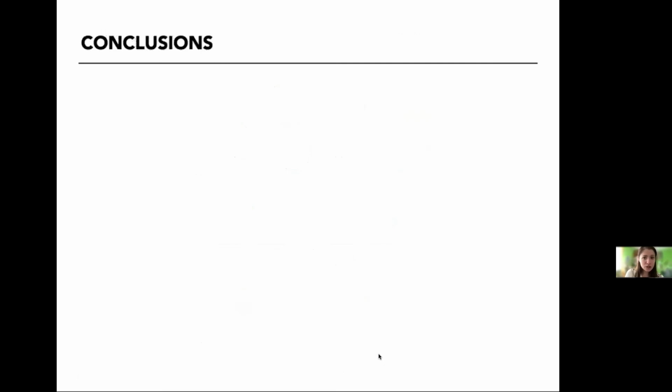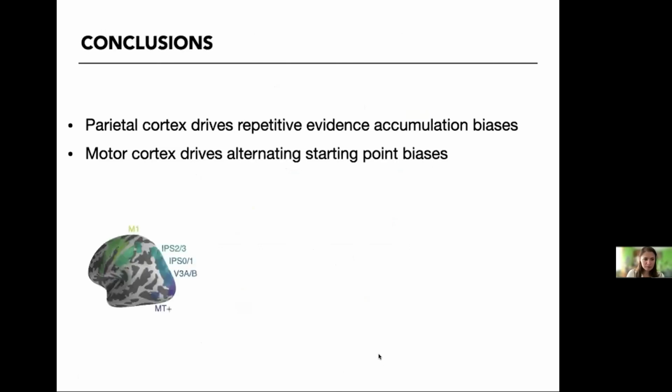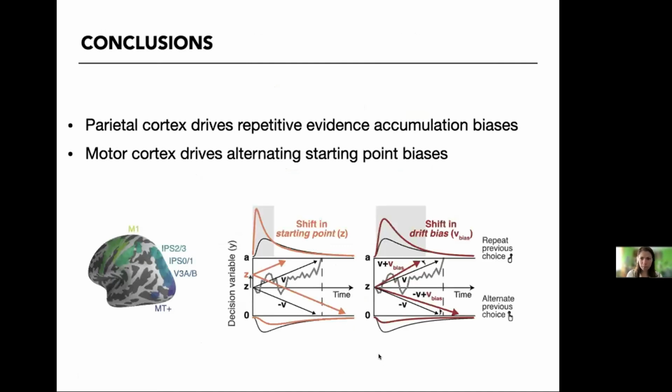All right, so to conclude, I think I'm hopefully right on time. We found that gamma band signatures in parietal cortex drive these repetitive biases in evidence accumulation, whereas motor cortex drives starting point biases from trial to trial, which push choices in the direction of alternation. And together, these give rise to these idiosyncratic choice history biases in perceptual decision making.